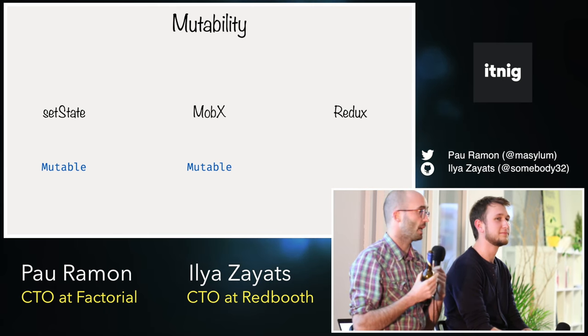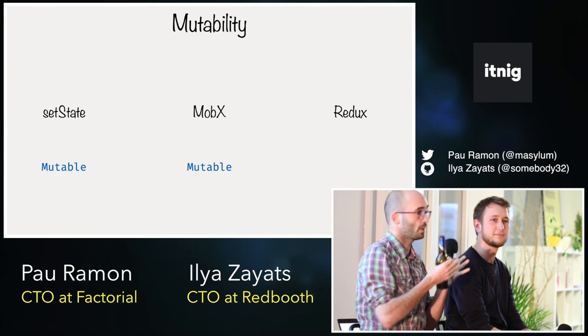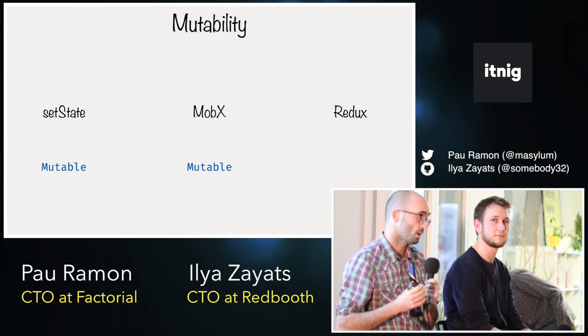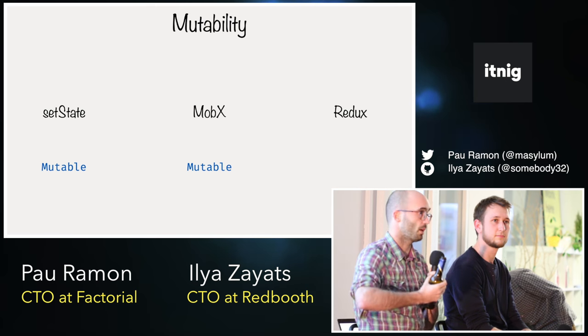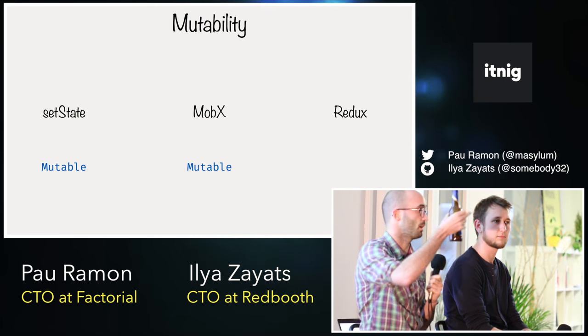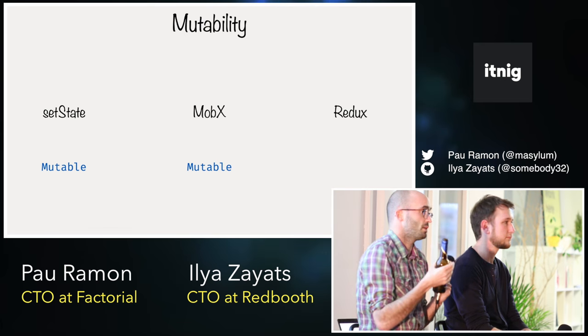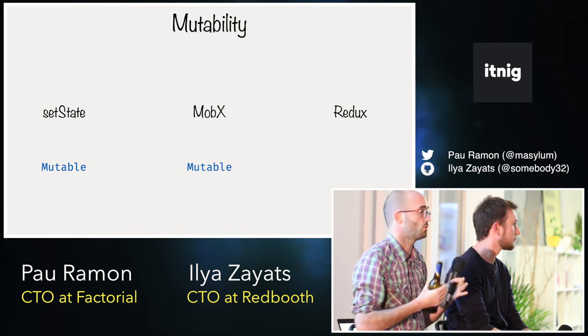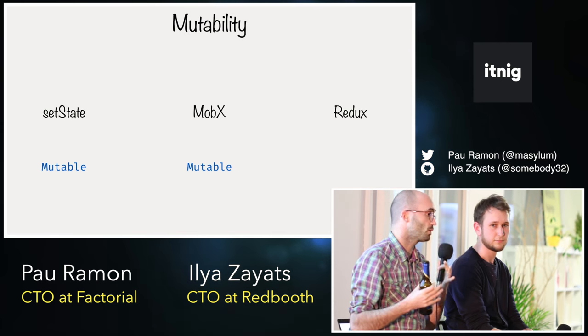But one thing that the author of MobX realized is that it's not only views reacting to state, but sometimes it's also state reacting to state. So the classic is when you have a list of, let's say, users, and you want to say the number of users. That number is actually the length of the array. You could also say the average age of these users. You could do any kind of computations.